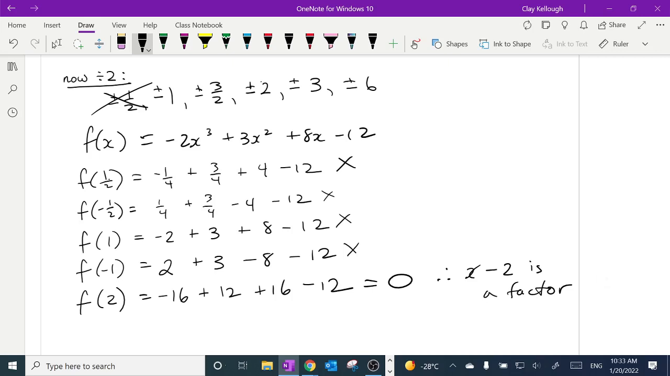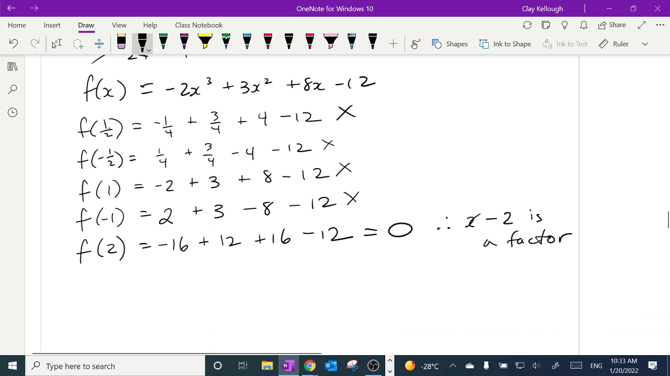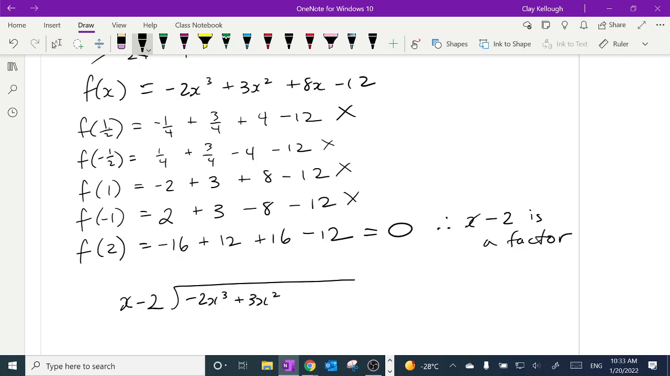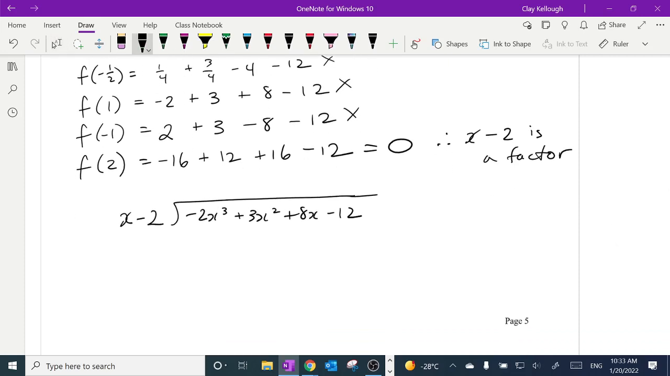Okay, I'm going to go back to long dividing now. Why? Because I like it. Full disclosure, guys, I don't like synthetic division. Most people, once they get used to it, go, it's way easier. I don't know. I like long dividing. So I'm going to long divide x minus 2 into negative 2x cubed plus 3x squared plus 8x minus 12. So I have to multiply x by negative 2x squared.